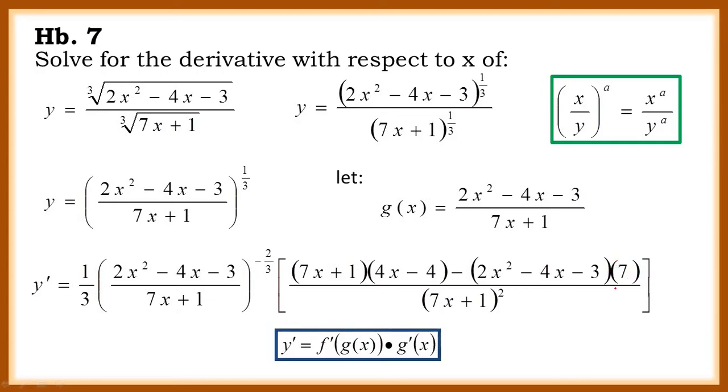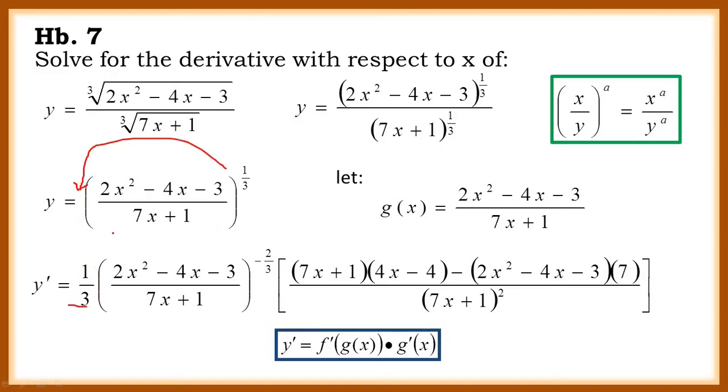Now, we will be proceeding with our denominator. For denominator, kukunin lang natin yung square nung denominator, 7x plus 1 squared. That is applying quotient rule. Now, let us have a short run back ng ginawa natin. We treat this as our inner function. We apply our power rule dun sa outer function natin. Binaba natin si 1 over 3.